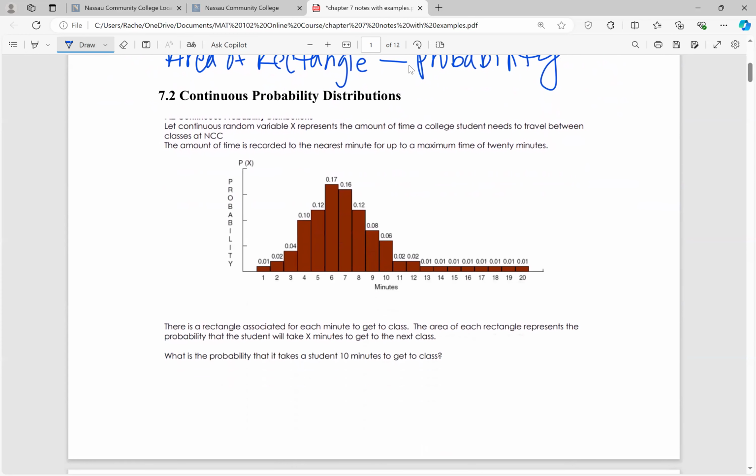So let's look at 7.2 here, continuous probability distributions. In chapter 6, we only dealt with discrete probability distributions, right? And the binomial distribution, which was also a discrete probability distribution. Now we're going to move into probability distributions for continuous random variables. So let's look at an example first.